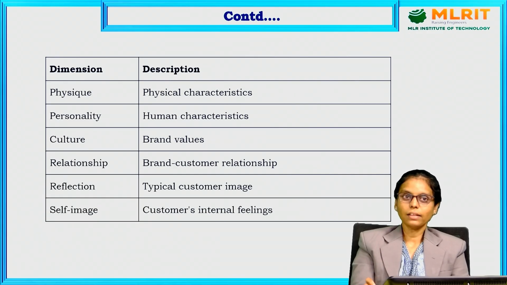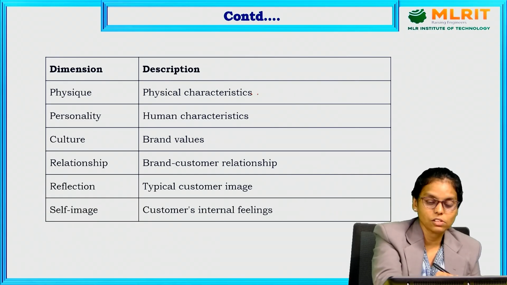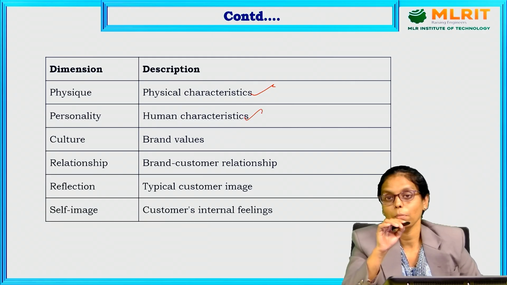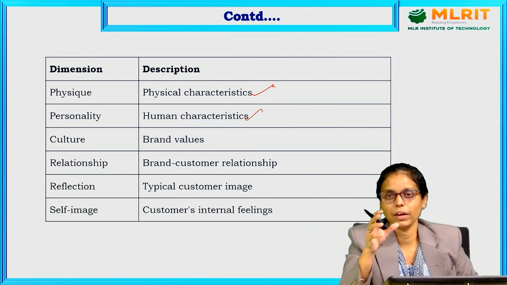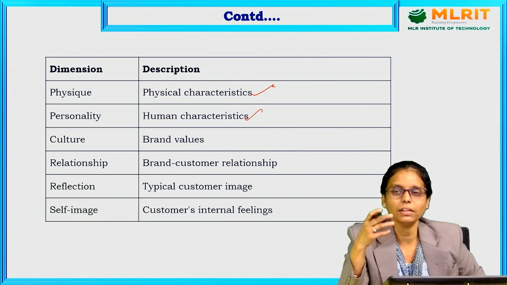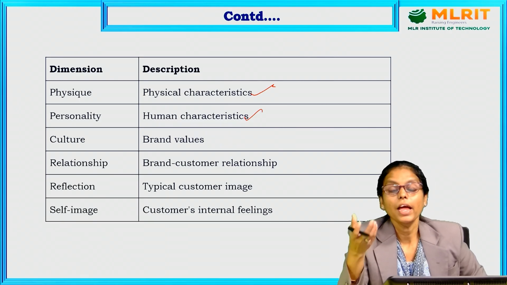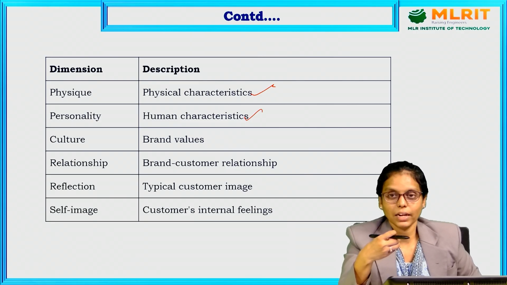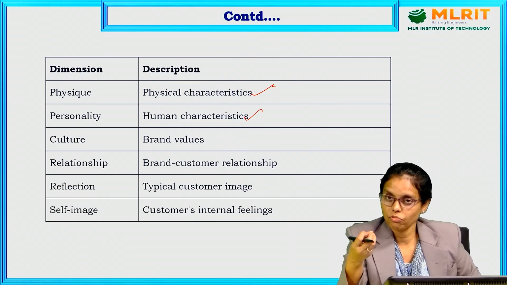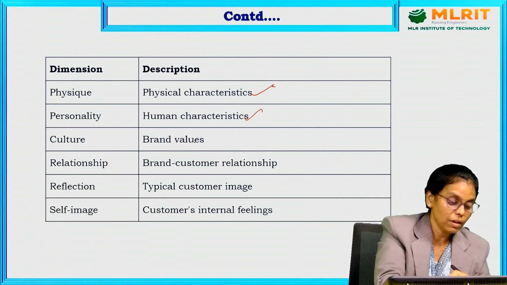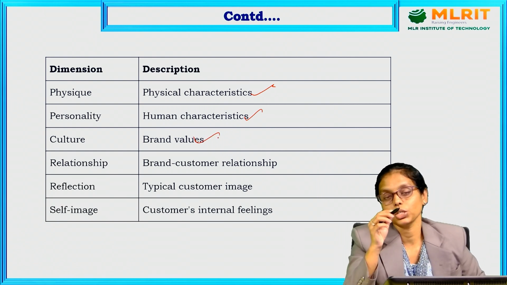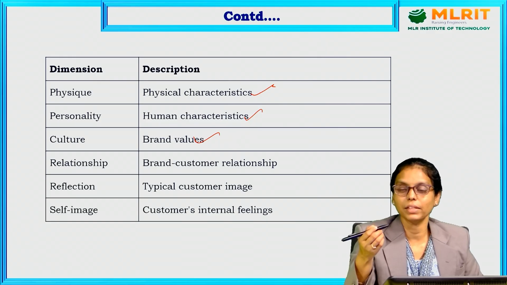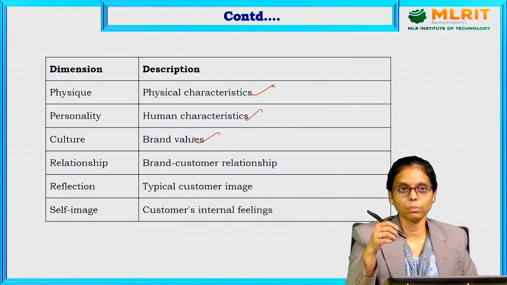Now it is summarized here. That is physique, the physical characteristics of a brand. Now personality, like a human being, like aggressive, rude, calm, we have different personalities. Every brand will also have certain personalities like ruggedness, sophisticated brands, etc. And at the same time, culture. What does the culture of a brand represent? Its values. What kind of people are they in the market? What are these values and beliefs?